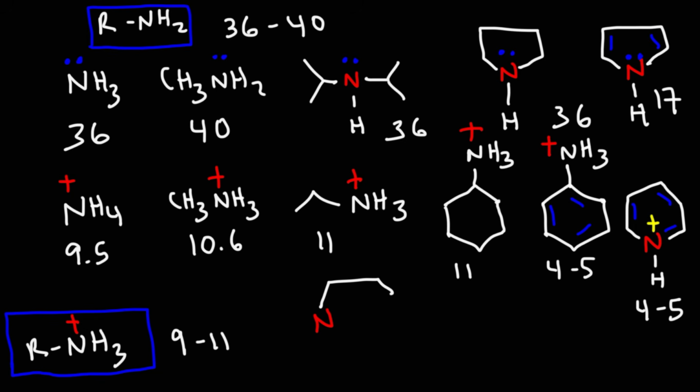This is the imidazole functional group. It's found in the amino acid histidine. Most amino acids have 2 pKa values, but some have 3. In the case of histidine, this one has 3 pKa values.